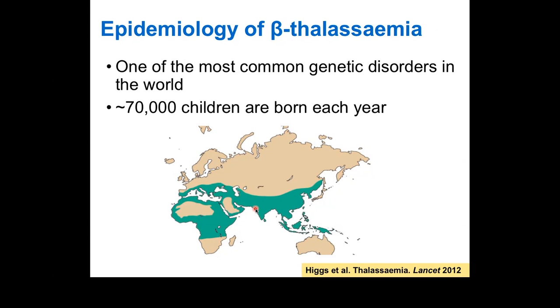Beta thalassemia is possibly the most common genetic disorder in the world, and it is estimated that 70,000 children are born each year with beta thalassemia. Most of these births occur in the traditional thalassemia belt, which is a tropical belt that extends from the Mediterranean region, Sub-Saharan Africa, and the Middle East to South and Southeast Asia. As you can clearly see, Sri Lanka is within the beta thalassemia belt.